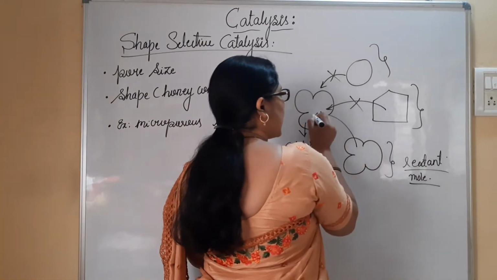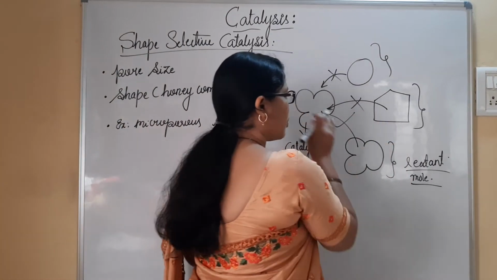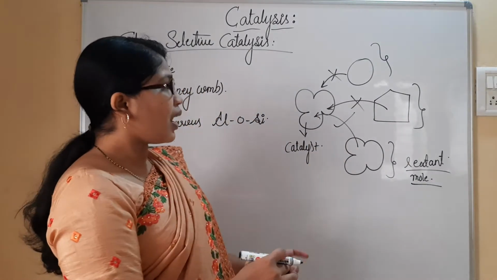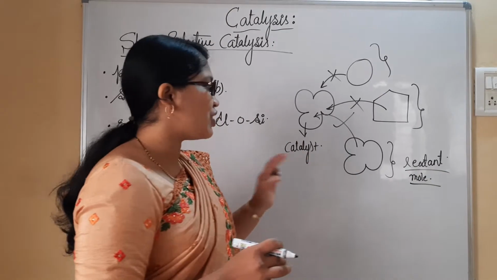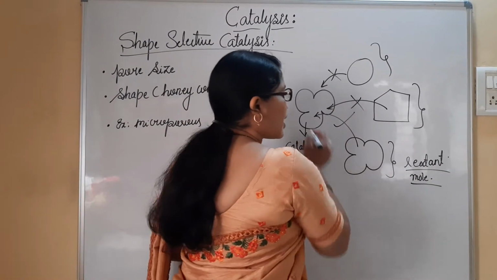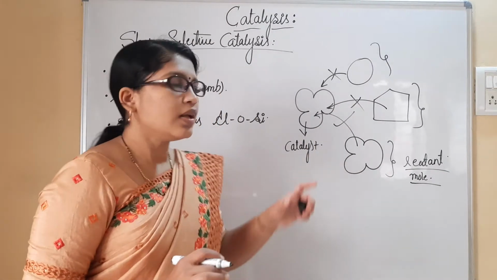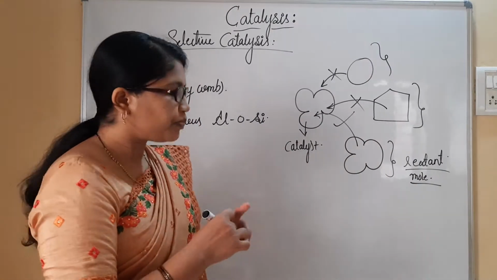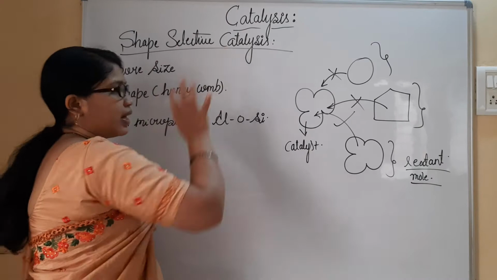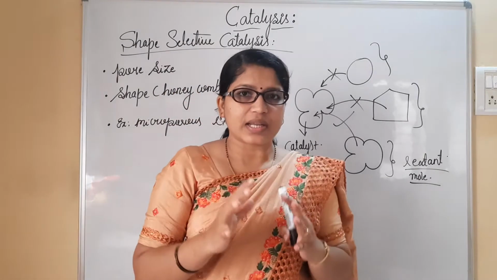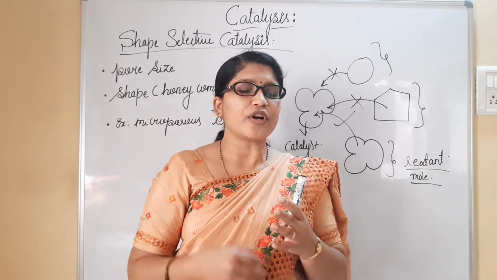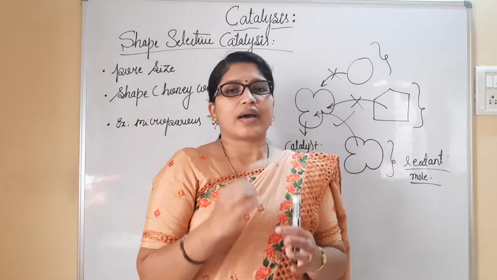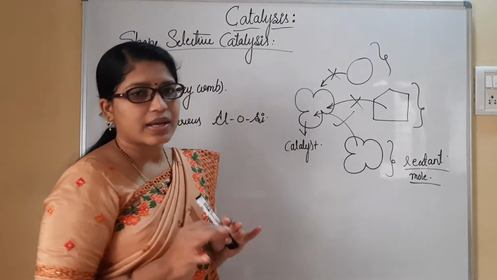Likewise, I have a third option here. If it comes and combines here, yes, it is possible because the shape of the reactant molecule or substrate molecule as well as the shape of the catalyst is matching. So this reaction is going to be feasible. The catalysis process is going to take place. This is nothing but shape selective catalysis. A particular catalyst shape is preferred, and the reactant molecules must also have the same shape as the catalyst.